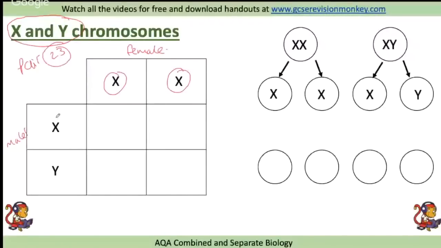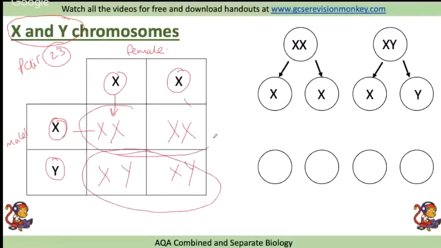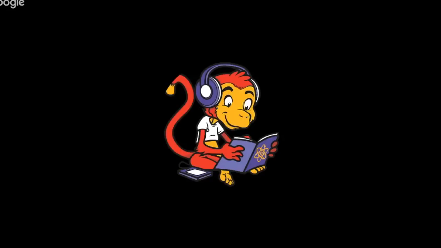So when a female and a male reproduce, we can work out the chance of them having a male or a female. So you might be asked to complete a genetic cross like this using the sex chromosomes. So we've got the XX here, we've got XX here, and then we've got XY and XY. So we have got a 50% chance of being a male and 50% chance of being a female. So just write that somewhere near the diagram to finish off the answer. 50% male and 50% female.